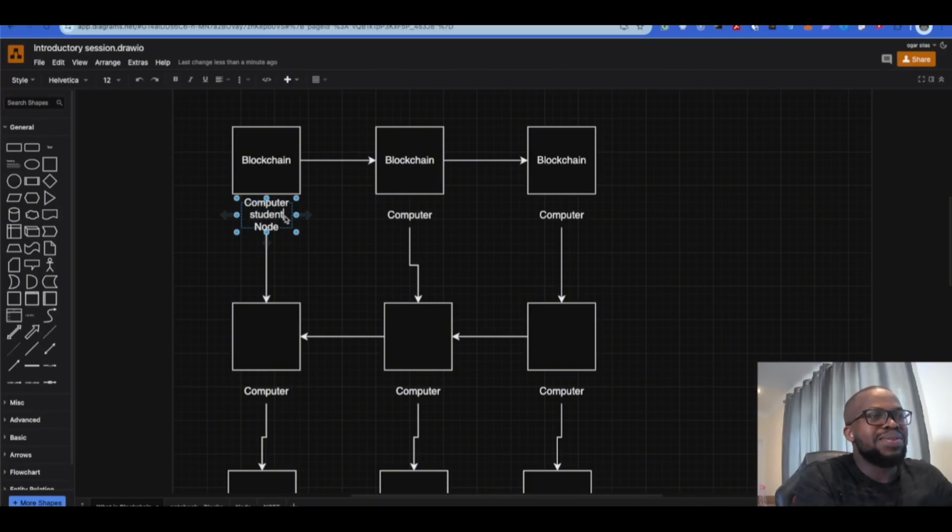Okay, so let's put a full stop there. So this is a student. This computer is like the student, using the student analogy. This is a student, this is a node. This is another computer, which is also the student and the node. So let's do this.